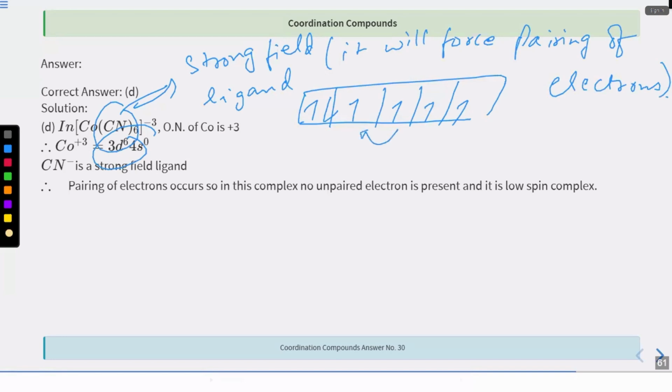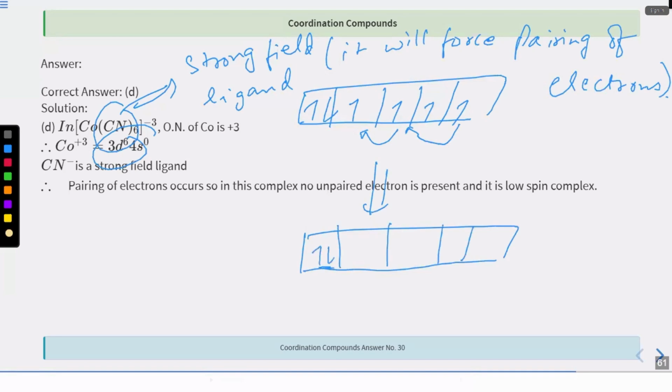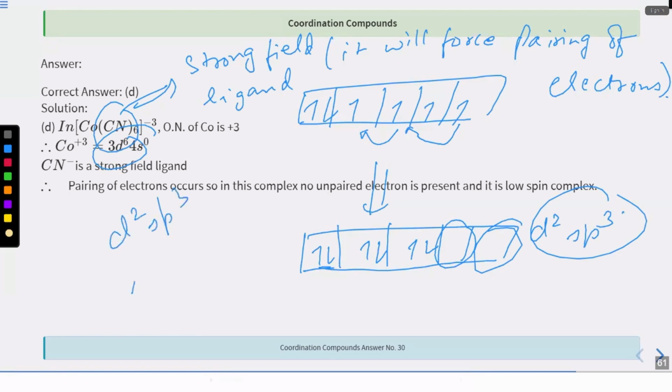So this will get paired here and this will get paired here, so you will get 1, 2, 3, 4, 5, 6. So this 2d will become empty. So again, you will get d2sp3 hybridization. Same logic as the last question. There are only two hybridizations possible, either d2sp3 or sp3d2. It depends upon the strength of the ligand. If the ligand is stronger, then this will be preferred. Otherwise, this will be preferred.